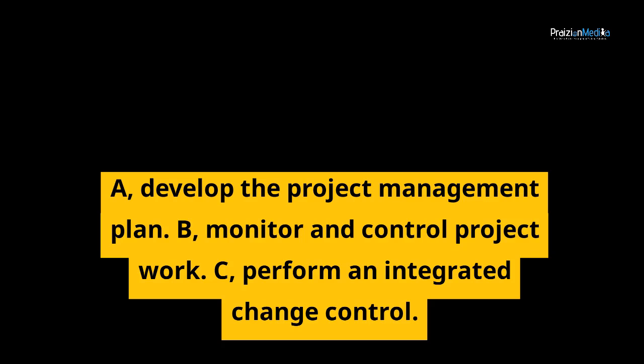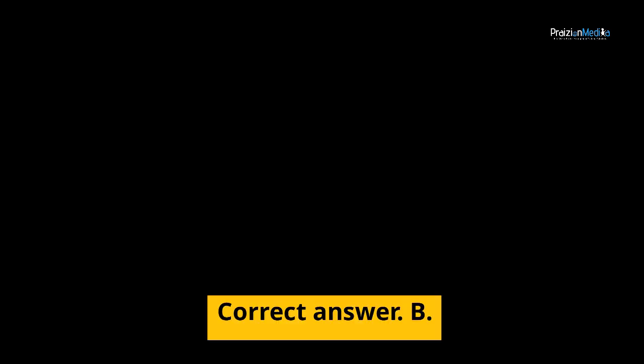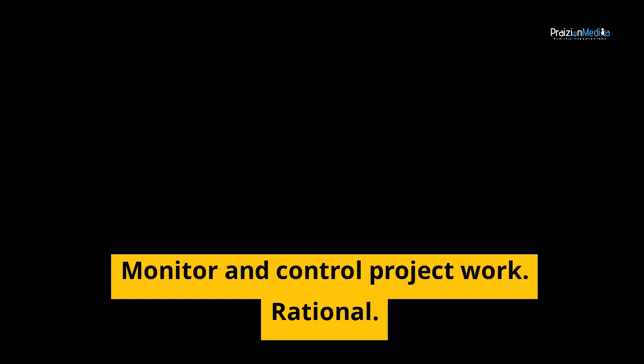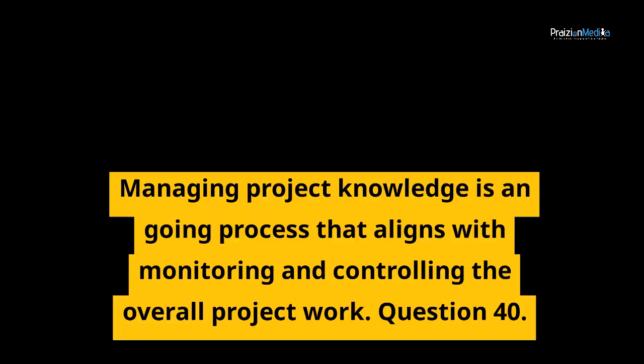A. Develop the project management plan. B. Monitor and control project work. C. Perform integrated change control. Correct answer, B. Monitor and control project work. Rationale: managing project knowledge is an ongoing process that aligns with monitoring and controlling the overall project work.